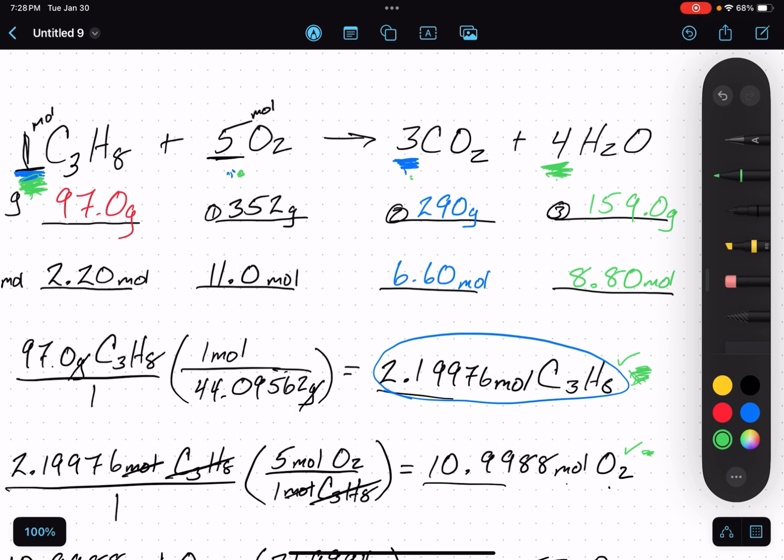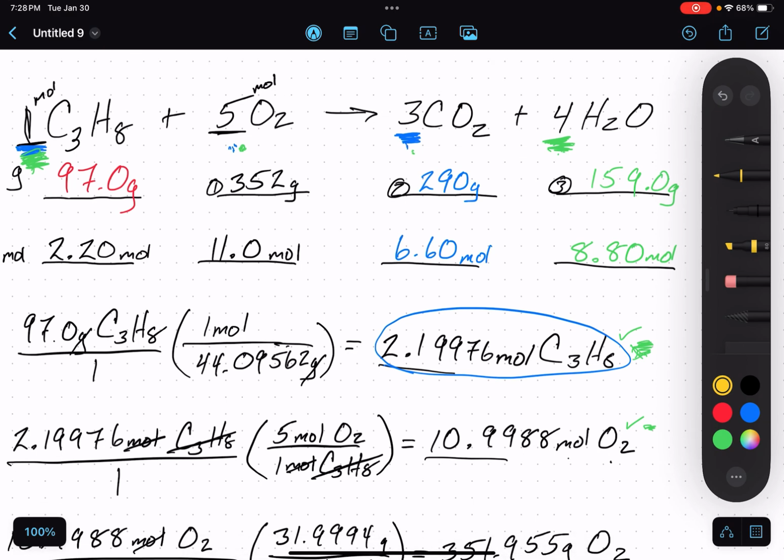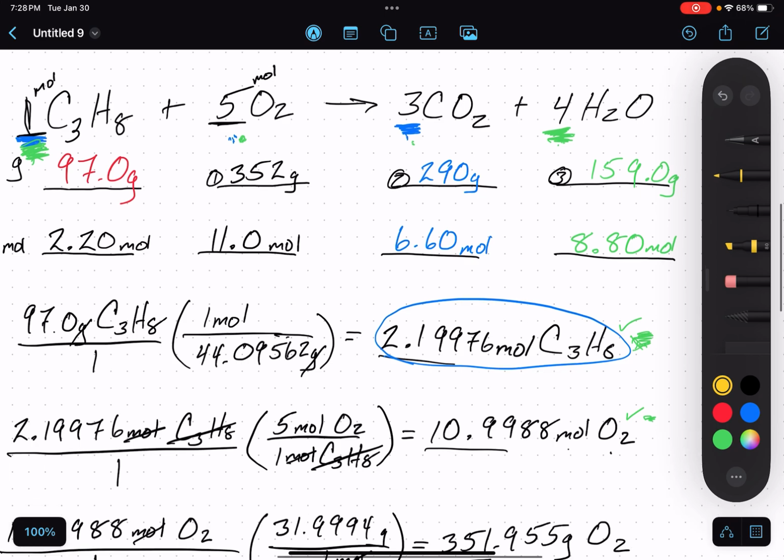So if you have 97 grams of propane, it will react with 352 grams of oxygen, produce 290 grams of CO2, and 159 grams of water. Okay, now something to show to you here. Law of conservation of matter. The total amount of mass here should equal the total amount of mass that you have here.